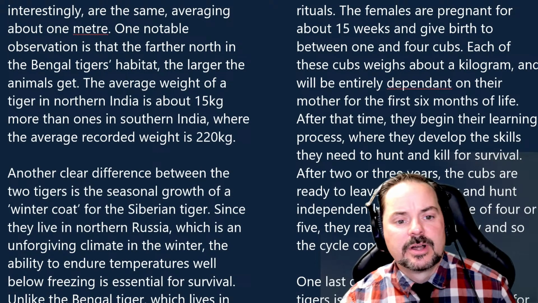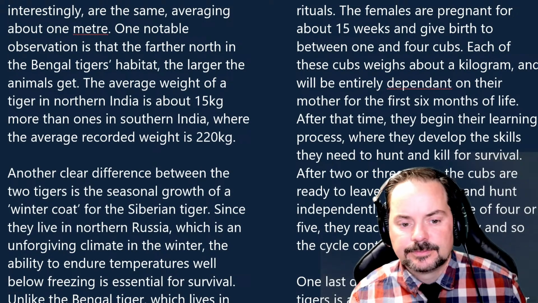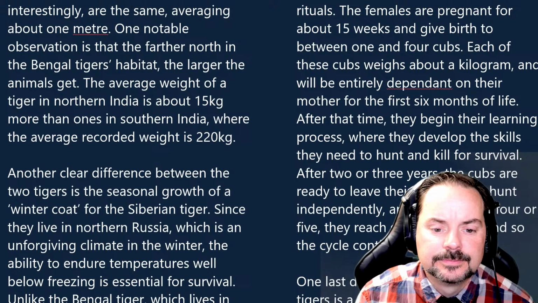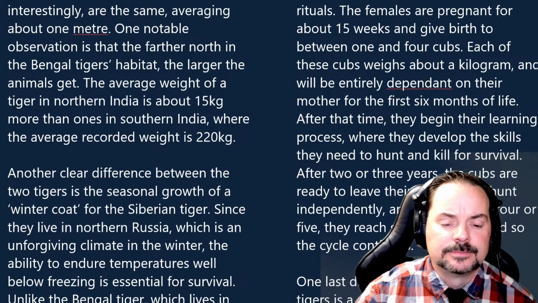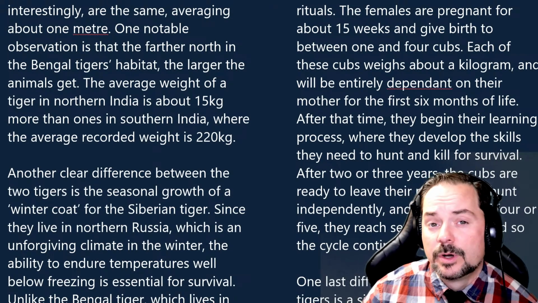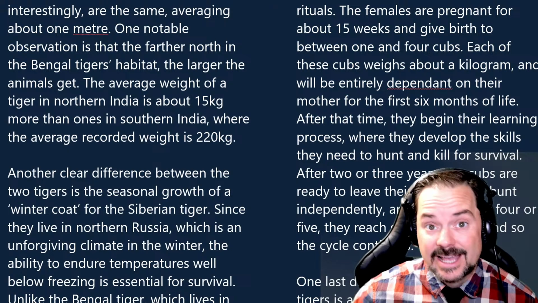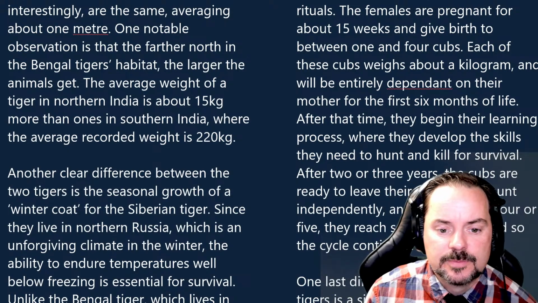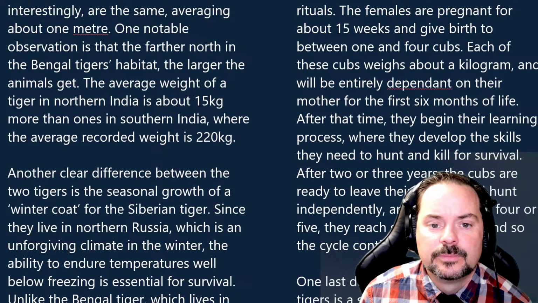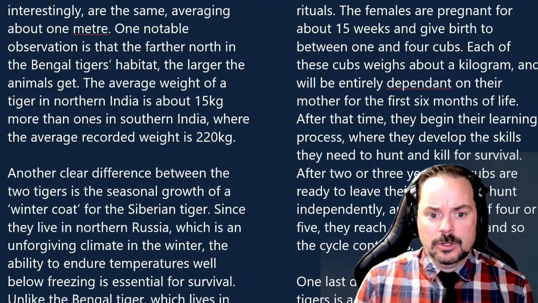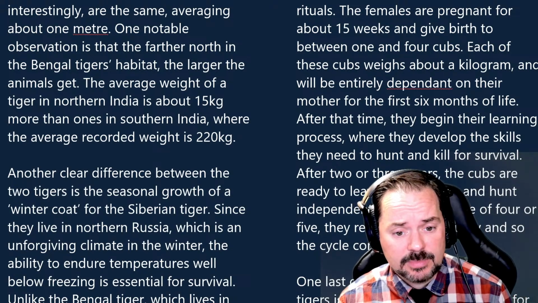Great. What is this paragraph about? Comparisons between Bengal tigers and Siberian tigers. Specifically, what are they comparing? Because the whole essay is a comparison between the two. So size, specifically the weight and the size. Yeah, the weight and size comparison. Which one's bigger?